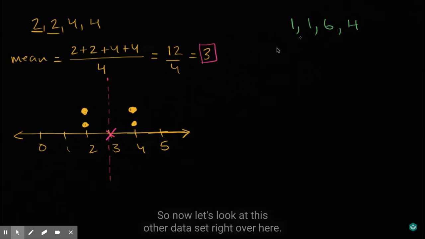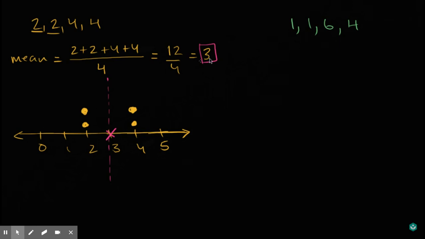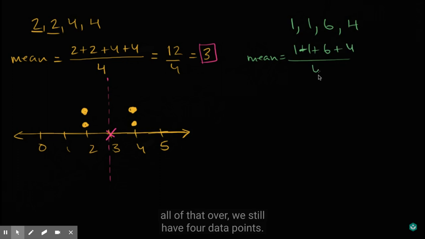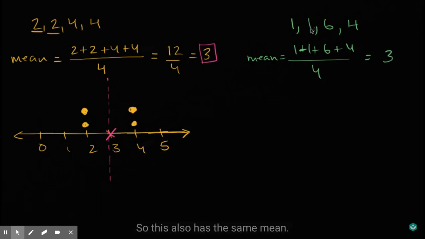So now let's look at this other data set right over here. So the mean over here is going to be equal to 1 plus 1 plus 6 plus 4, all of that over, we still have 4 data points. And this is 2 plus 6 is 8 plus 4 is 12. 12 divided by 4, this is also 3. So this also has the same mean. We have different numbers, but we have the same mean.